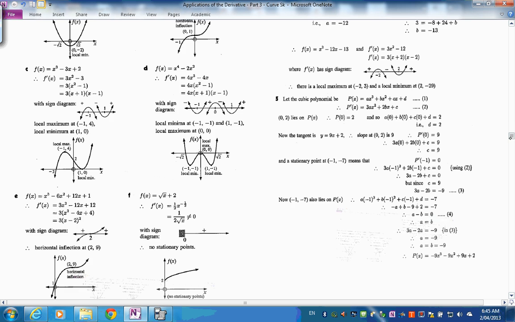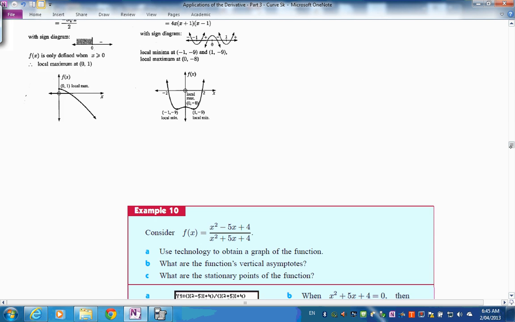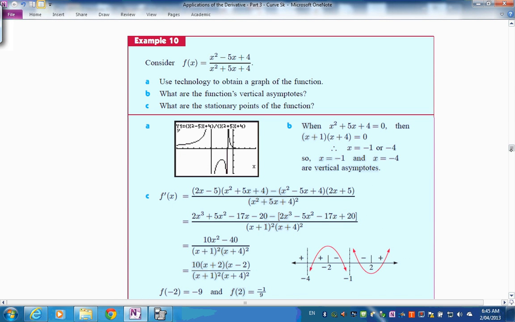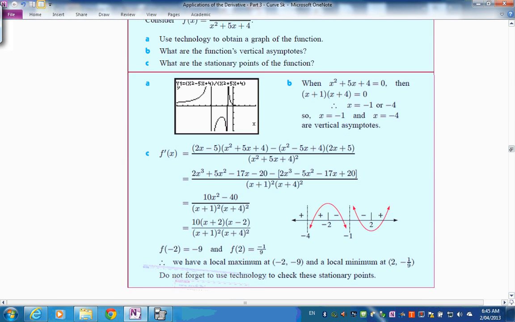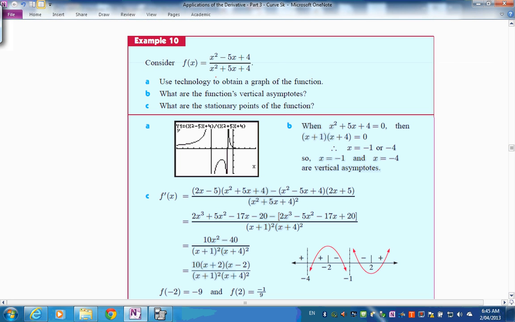Okay, so I'm going to go on now with more functions. So let's have a look at the next one now. There's a big rational function type here. Use technology to obtain the graph. What are the function's vertical asymptotes? So here's our graph, fairly complicated. Asymptotes occur when the function's undefined, so the bottom line would be 0. You cannot divide by 0.